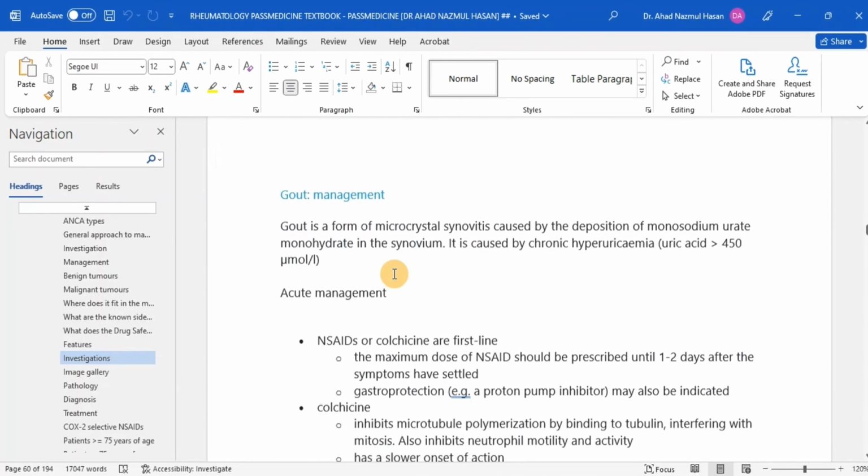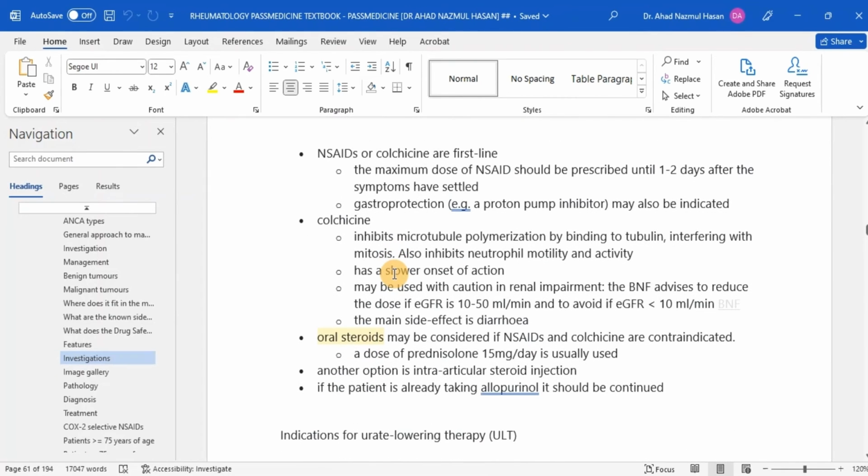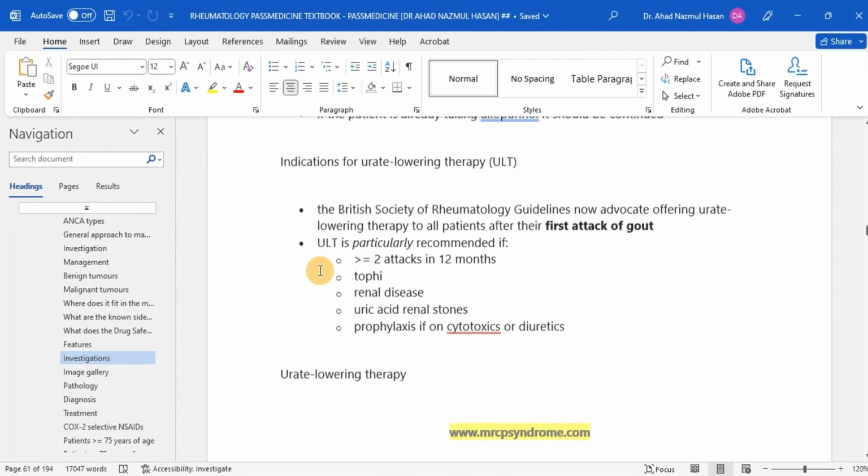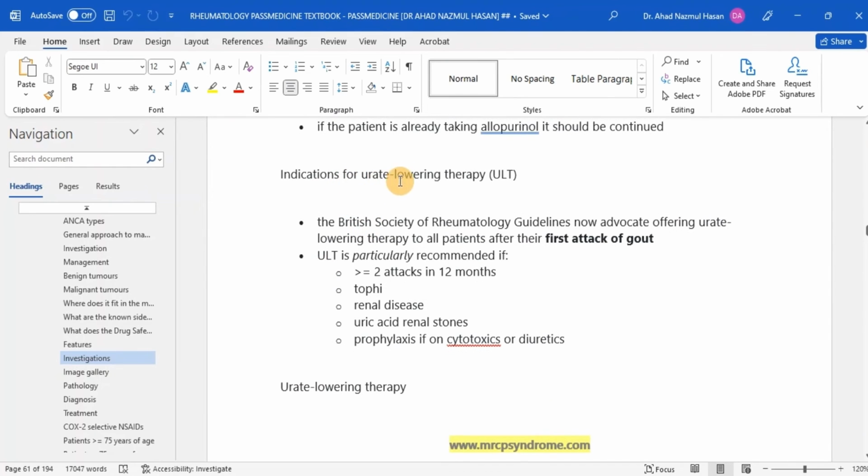Gout management, we can start with NSAIDs or colchicine. Or in some cases, steroid may be needed. Depending on the contraindication, we will choose the drug for gout. And there are indications for urate lowering therapy, that is allopurinol or febuxostat.